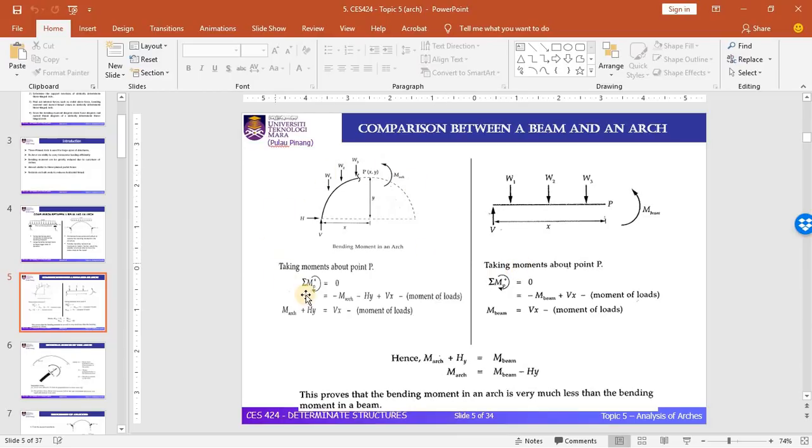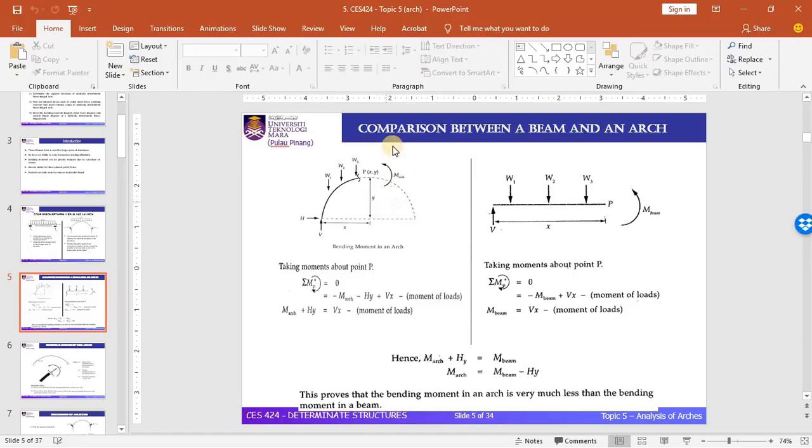The left hand side here is the arch diagram, and meanwhile the right hand side is the beam structure. Based on this load condition, we consider a similar span and similar load condition, where we have W1, W2, W3, which represent the external loads. Let's look at the arch first. By cutting this arch section and taking a moment at the point P at the cut section, we have the internal moment of the arch.